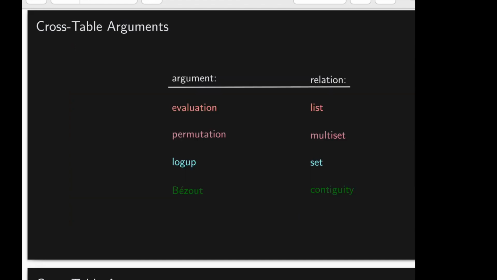We make use of 4 cross-table arguments. It's actually not clear that the last one, the contiguity argument, is cross-table, but I listed it here because of similarity in other respects. And out of time constraints, I'll only be looking at logups and the contiguity argument. By the way, if you understand how logups work, the evaluation and permutation arguments aren't too complicated.